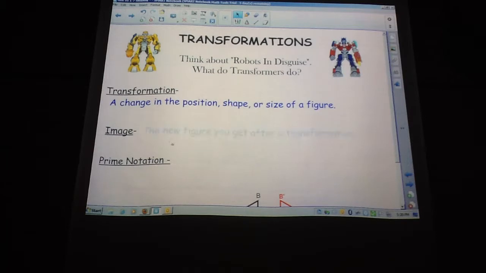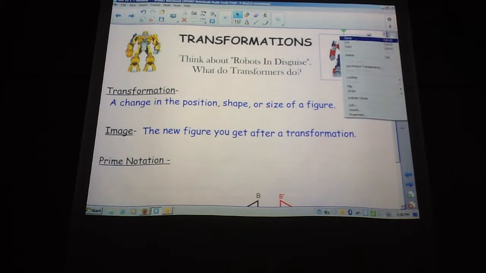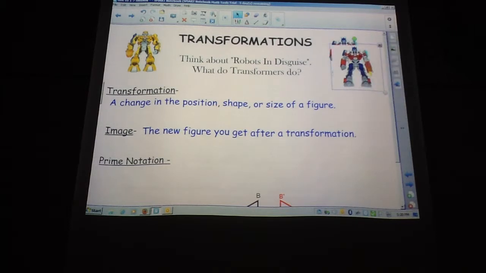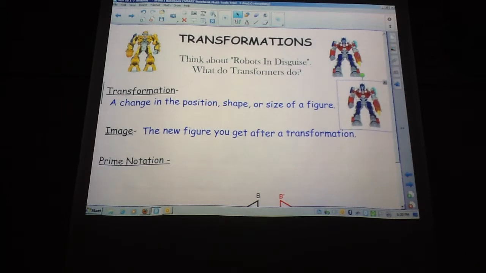Okay, the image is where the new figure lies. So if I was to take this and move it, then where I moved it to would be the image. The original shape before I did the translation, I would call the pre-image. So when I took it and slid it, I created a new image, where the original shape is called the pre-image. That's important. Make a note of that real quick.